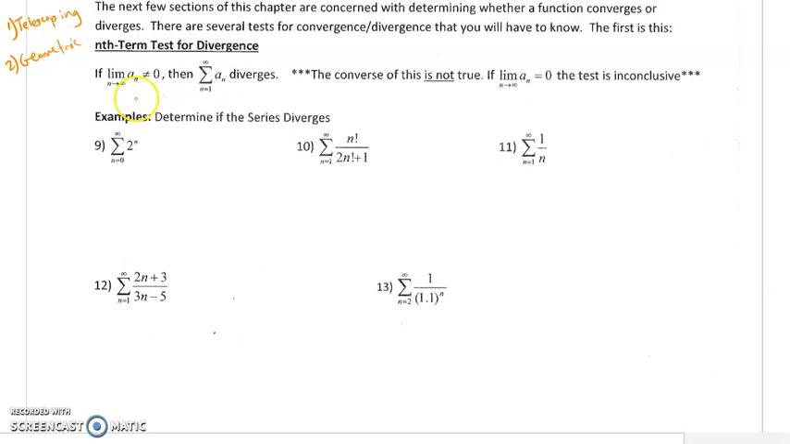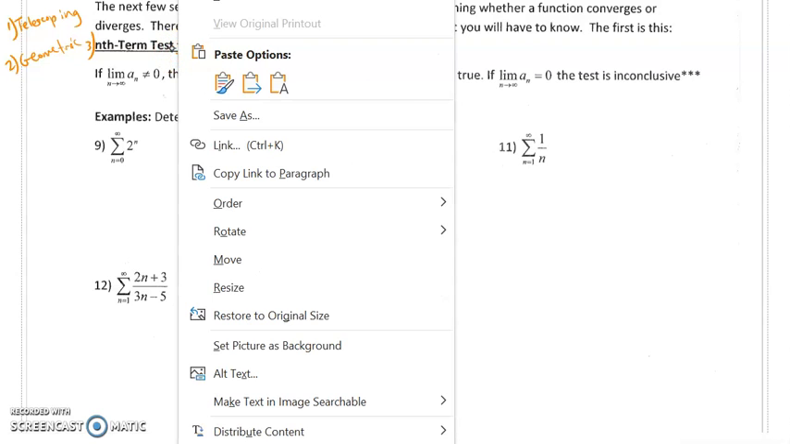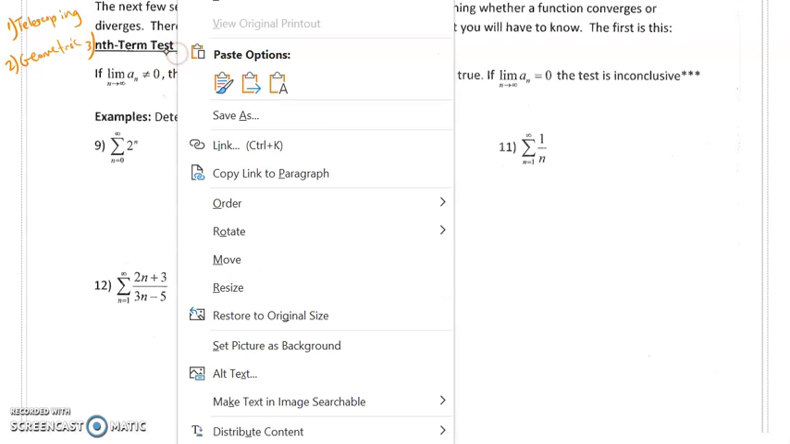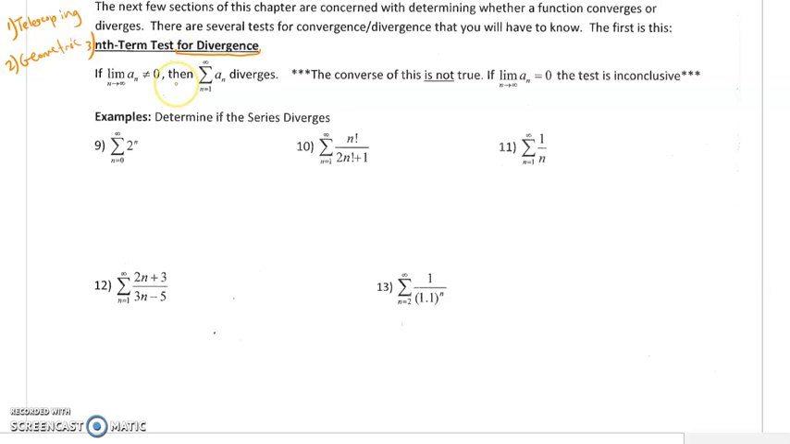Another fairly straightforward test is the nth term test. Notice that this is the nth term test for divergence. So, in other words, we cannot use the nth term test for convergence. We can only determine that a series diverges using the nth term test. So, how does it work?